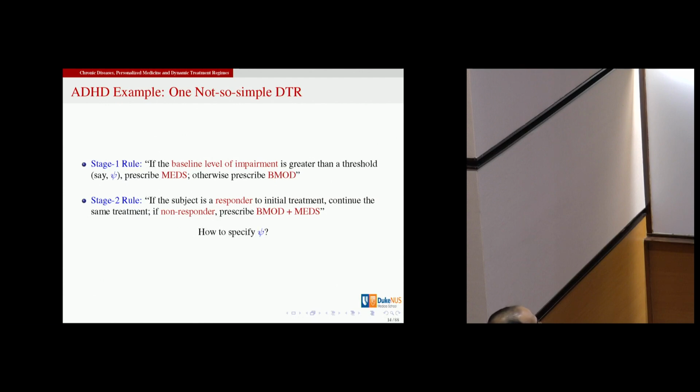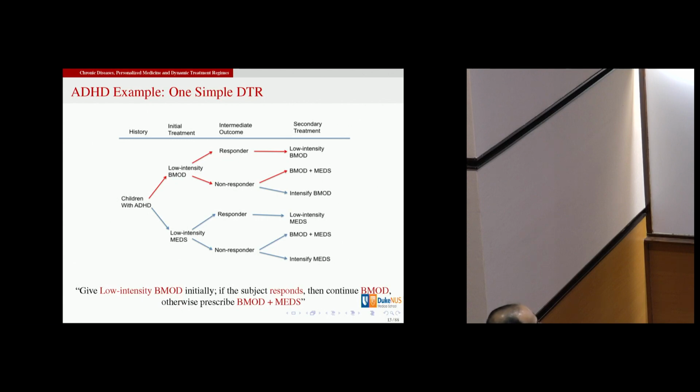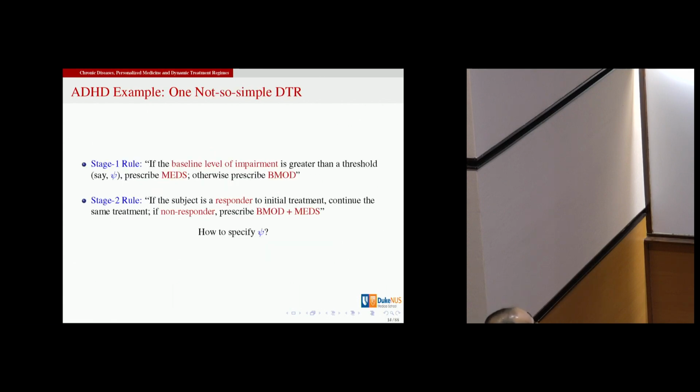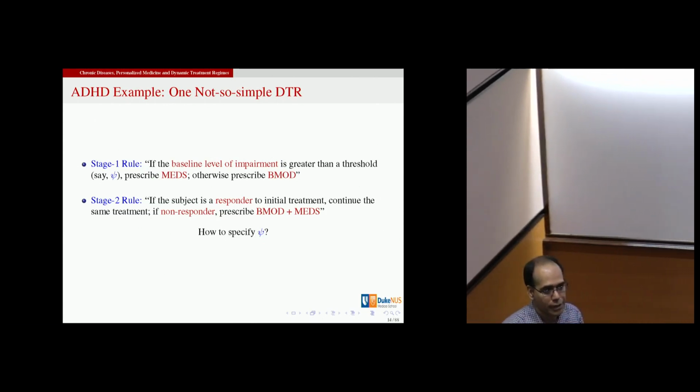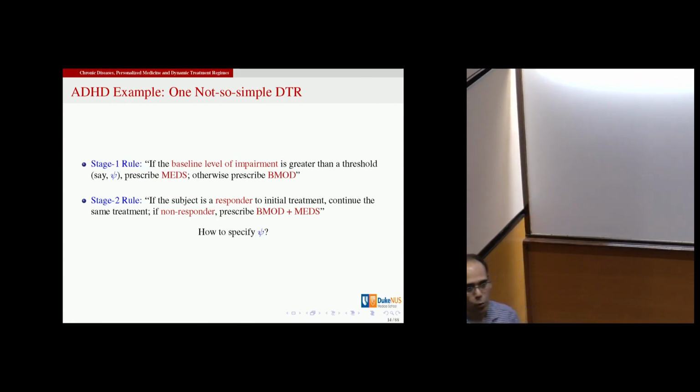So stage 2 is the same as before, but for stage 1, earlier it was just give low intensity BMOD to everyone. That's sort of the rule. But here you are incorporating baseline information: if the baseline level of the disease is above a certain threshold psi, then you prescribe medication, otherwise behavioral modification. So that psi becomes a parameter of the rule, right? Just like the responder, non-responder cutoff can be a parameter of the rule, but in this case, even at the baseline level, you can incorporate a parameter.